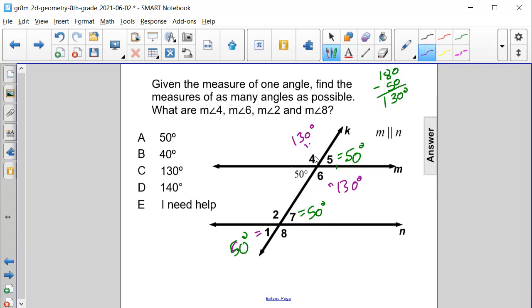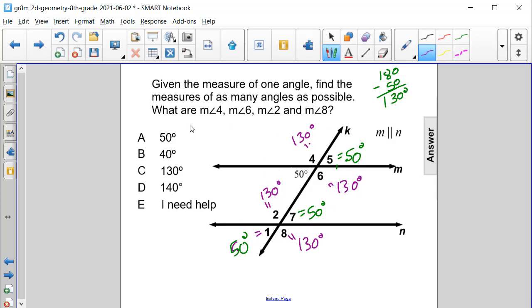And then angle 4, after the translation, will directly overlap with angle 2. So its measure is 130 degrees. Likewise, angle 6, after the translation, will directly overlap with angle 8. So therefore, the measure of angle 8 will also be 130 degrees. So now we have the measures of all of the unknown angles.